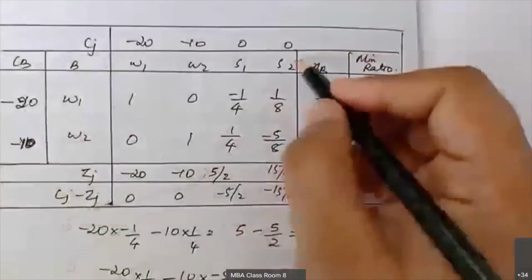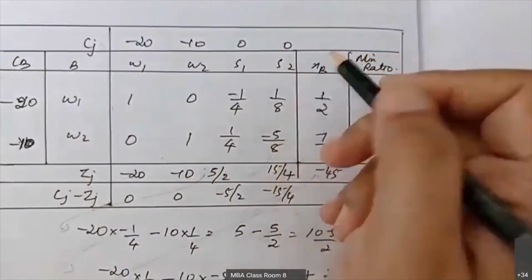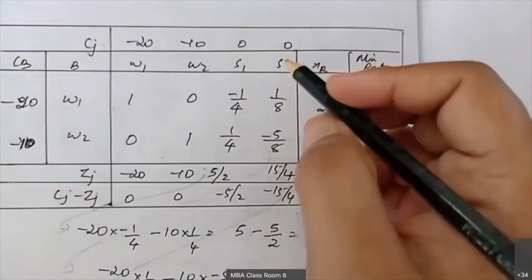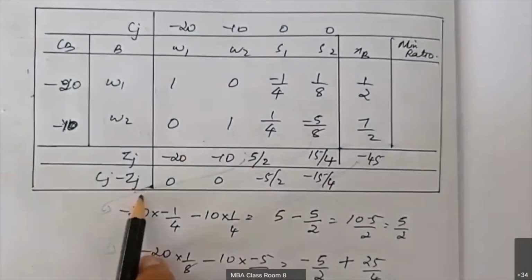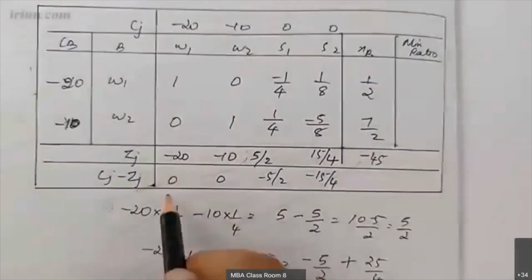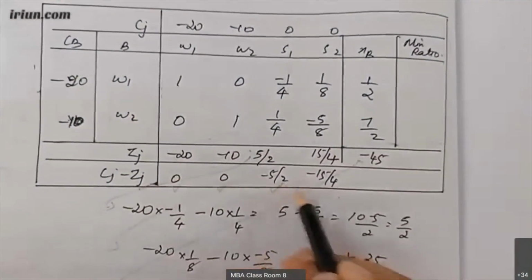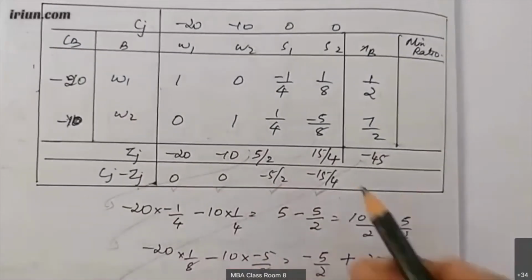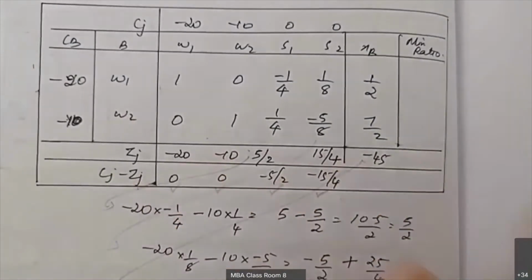See over here, A1 and A2 are not there. We have cancelled those in the previous two iterations. So we don't have A1 and A2. This is the final simplex table that you get. Go and check the Cj minus Zj values. Here you have 0, here you have 0. This is a negative value, here also a negative value. So we have reached the optimal condition.